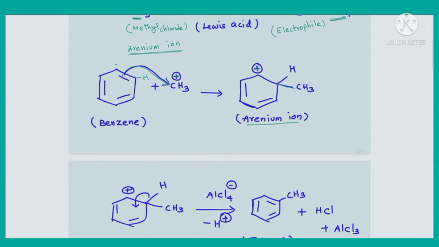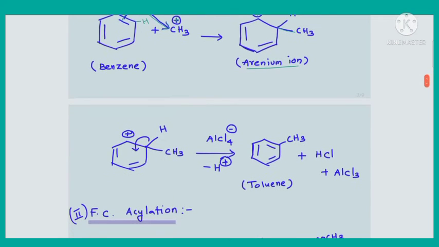Right. Next, third step, removal of H plus ion from this Arenium ion. So this I have written again here. Now that AlCl4 minus, which we got in the first step, which is formed in the electrophile formation step, comes over here and removes this hydrogen as a proton.